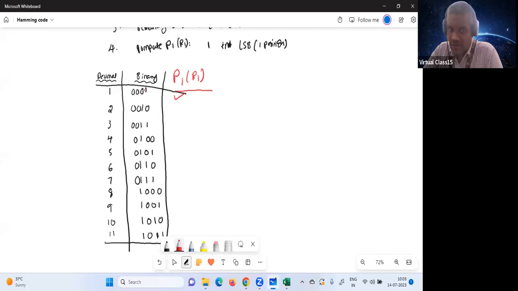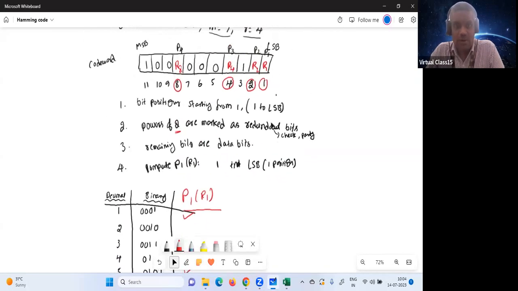No, this is not 1. First bit is not 1. Here first bit is 1, consider this bit. This is not 1. This is 1, consider this bit. Consider this bit, consider this bit. I have understood. So if you want to compute P1, consider all those bit positions whose LSB is 1. That is the rule. So what are all the bits we are considering? Alternate ones: 1, 3, 5, 7, 9, 11. So I will mark them now. Can you tell me, by using only these bit positions, which string we will get?